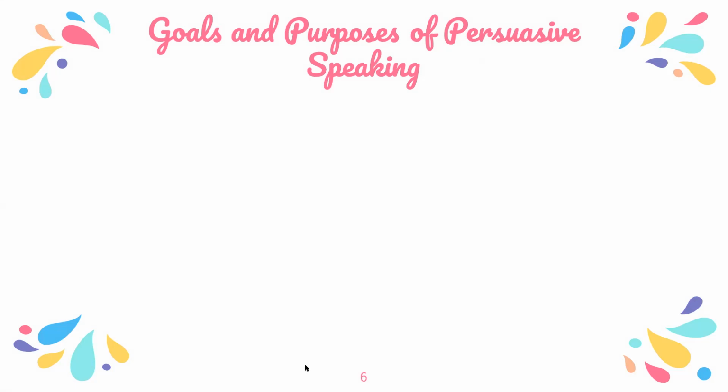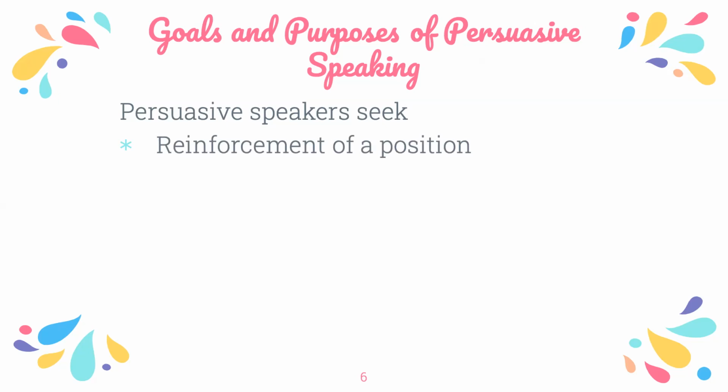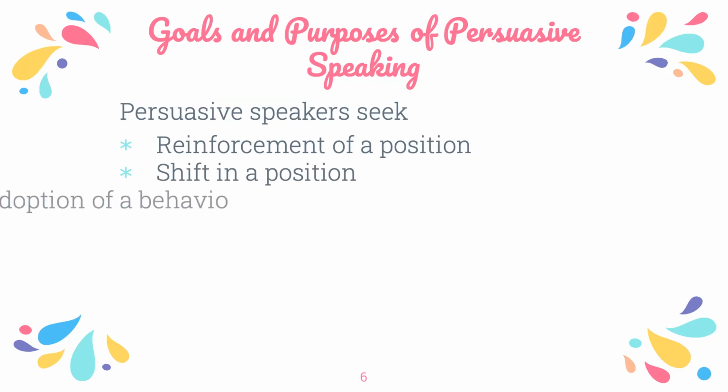Next thing that I wanted to talk about are the goals and purposes of persuasive speaking. These are the things that you as a persuasive speaker are seeking to do. First, you're trying to reinforce a position. Like I said at the beginning when we talked about the definition, you're trying to get people to keep the opinion that they have. You're trying to say, yes, good job, keep doing what you're doing. The next thing is that you're trying to get them to shift the position. If somebody is not on your side, you're trying to get them to completely shift the way that they think to the way that you want them to think.